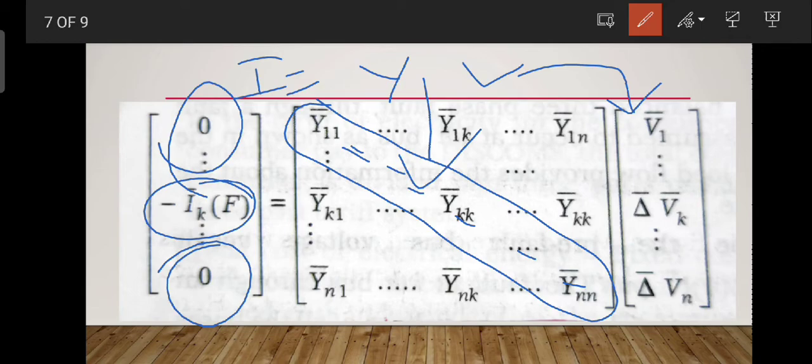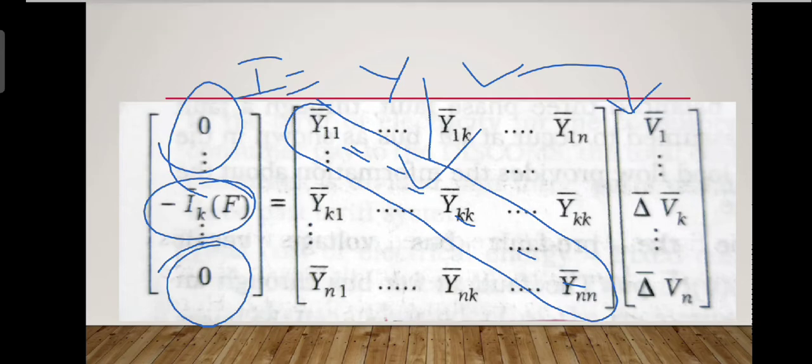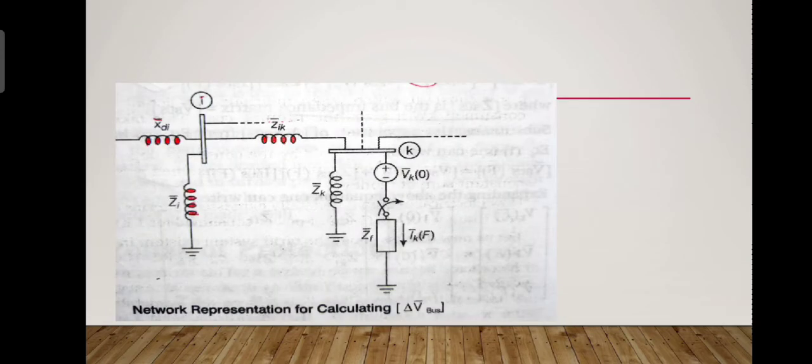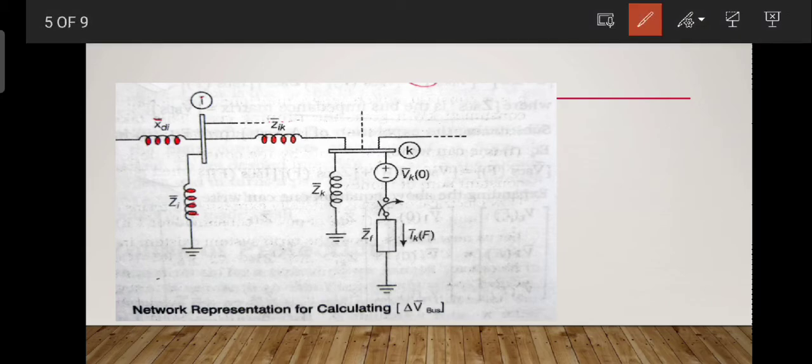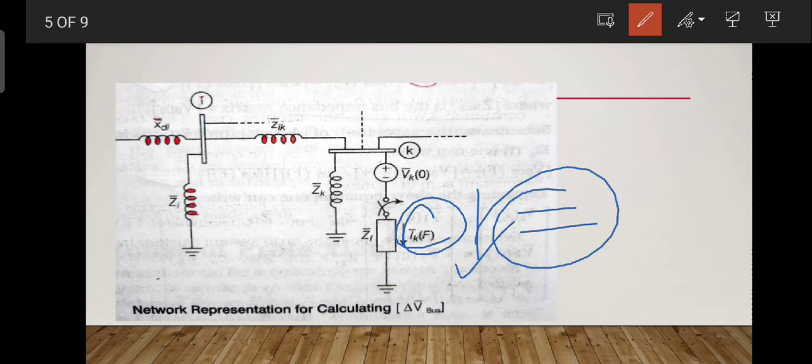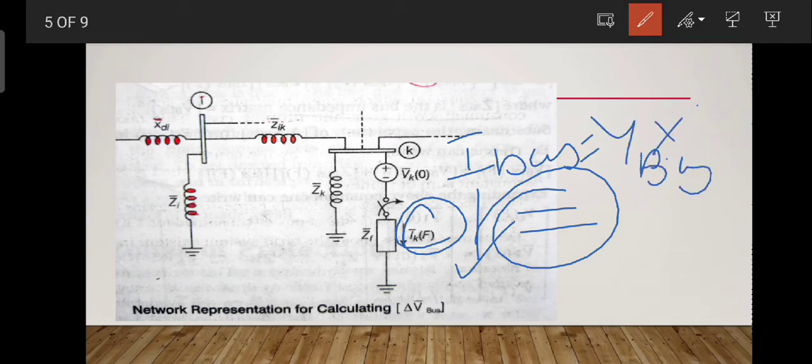As per the fault current, Ik fault is leaving the bus. Let me show you here. Ik fault is leaving in this direction. Leaving the bus is taken as negative current entering the bus. Hence, I bus is equal to Y bus into del V bus.